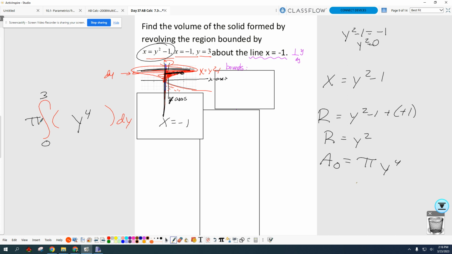Madam, how do I integrate that? So you make a bar, you can leave pi on the outside. So y to the fifth over 5. What numbers do I have here? 0 to 3. 3 to the 5th, 243, minus 0 to the 5th. So 243 over 5 pi. Okay? Spectacular. Does that make some sense? All right.